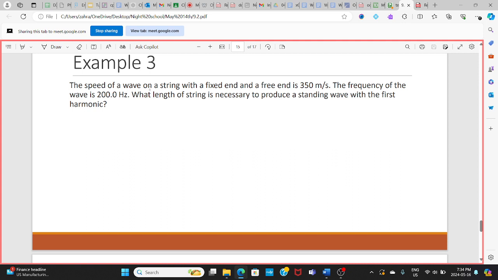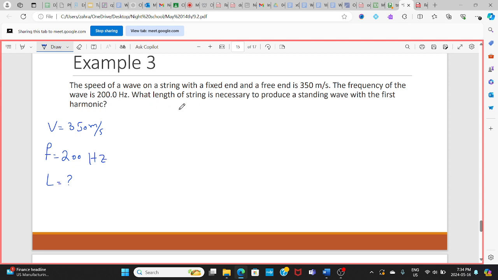So the speed of the wave on a string with a fixed end and a free end is 300 meter per second. So the velocity is given, 350 meter per second. The frequency of the wave is 200 hertz. What is the length of the string necessary to produce the standing wave with a first harmonic?